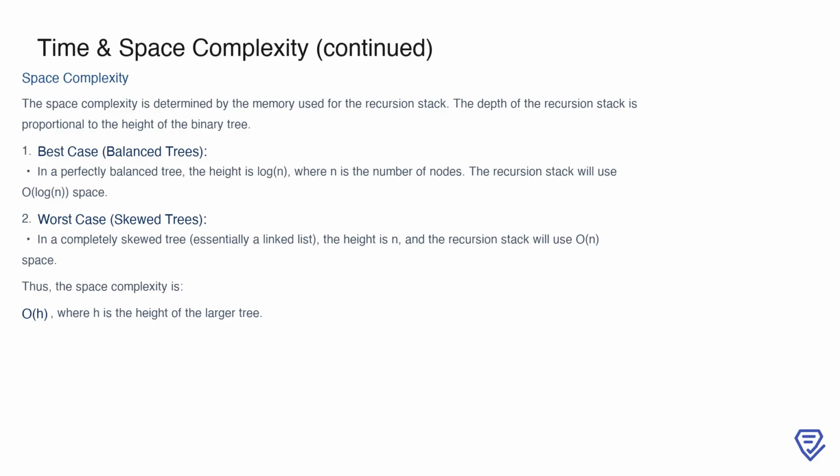On the other hand, in the worst case, when the tree is completely skewed like a linked list, the height becomes n, and the space usage grows to O(n). Thus, the space complexity is O(h), where h represents the height of the larger tree. This shows how the structure of the tree impacts the memory usage of the algorithm.